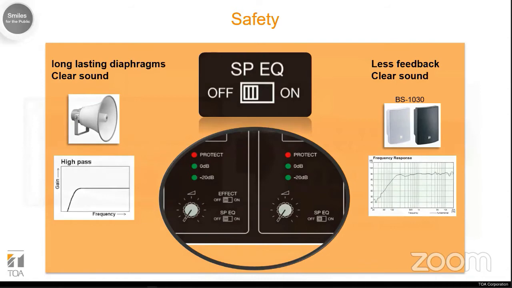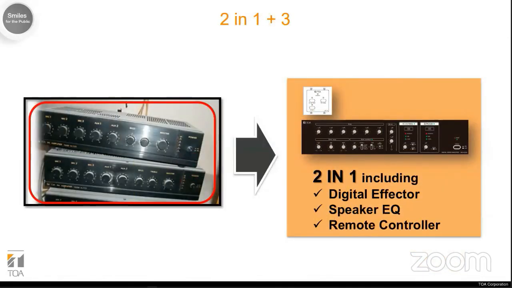So let's talk about what has been combined into the MX6224D. Number one, 2-in-1 plus 3. What we are saying is, instead of having 2x240-watt amplifiers, we have built them inside one unit. So instead of having two amplifiers, they are now incorporated in one 2U amplifier, plus an additional built-in digital effector, plus an additional built-in speaker equalizer, plus an additional built-in remote control interface. This is all contained in a 2U height space in your standard equipment rack.